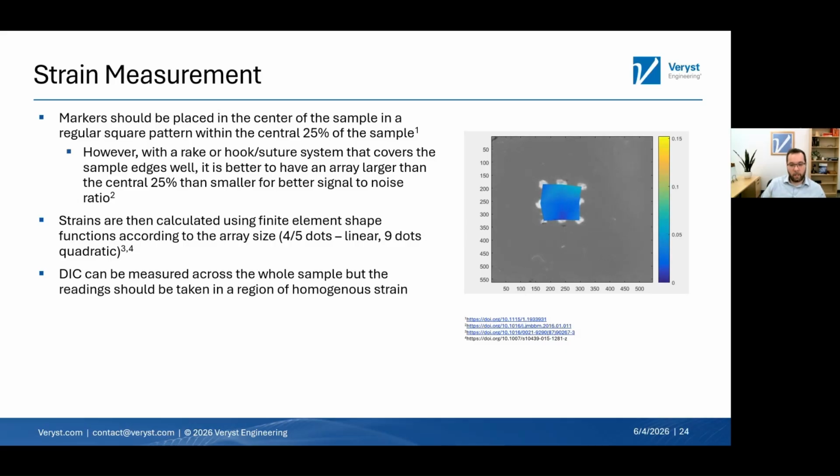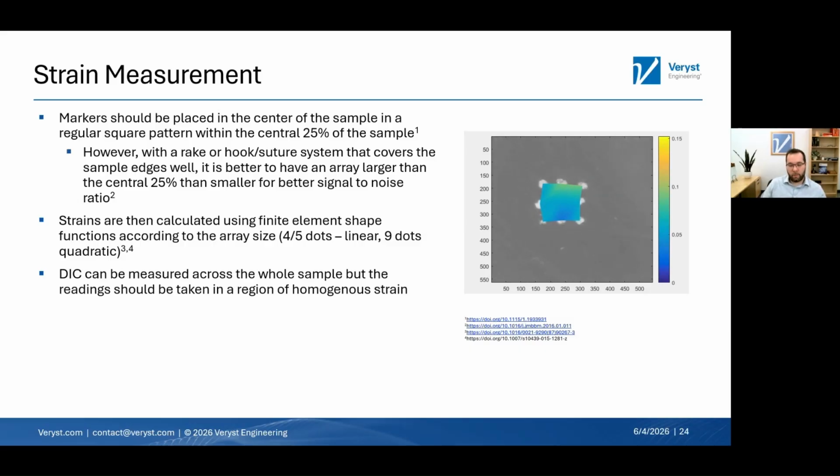The strains are then calculated using finite element shape functions according to the array size. So 4 to 5 dots would give you linear shape functions, whereas 9 dots gives you quadratic. This has a 9 dot array over on the right. It just gives you better strain interpolation between your dots. DIC can be measured across the whole sample, but it's important to measure in that central region I just mentioned when you're actually taking your strain measurements.